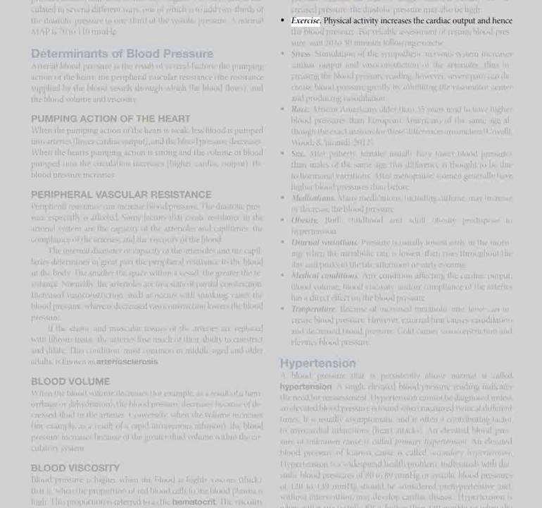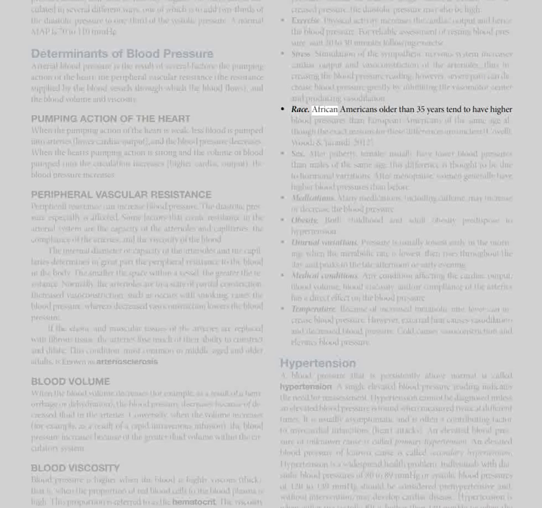Exercise. Physical activity increases the cardiac output and hence the blood pressure. For reliable assessment of resting blood pressure, wait 20 to 30 minutes following exercise. Stress. Stimulation of the sympathetic nervous system increases cardiac output and vasoconstriction of the arterioles, thus increasing the blood pressure reading. However, severe pain can decrease blood pressure greatly by inhibiting the vasomotor center and producing vasodilation.